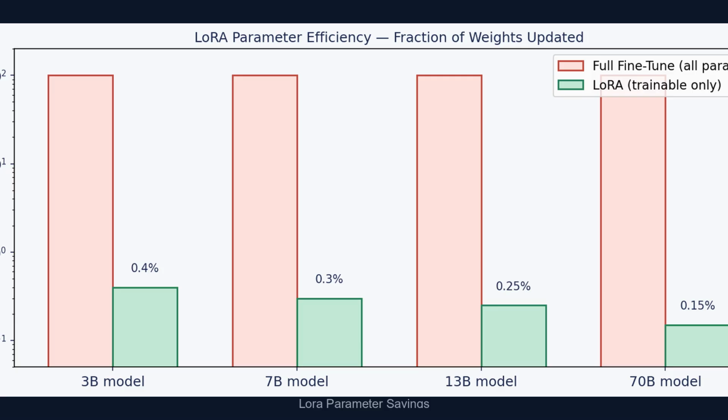Notice the trend. As models get larger, LoRA's trainable fraction gets smaller. That's because the adapter dimensions are determined by rank and target module count, which don't scale with model size the way the base weight matrices do. The practical implication: LoRA becomes proportionally more efficient as models grow. On a 70B model, you're updating roughly one parameter in every 650. That's why LoRA is the enabling technology for fine-tuning at scale.